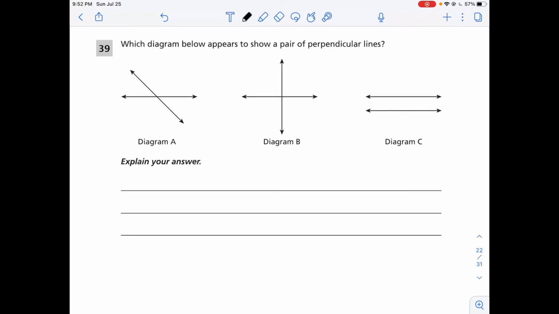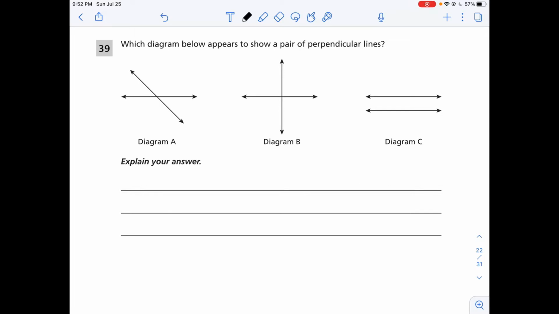Today, we are going to look at the written response questions from the 2018 Grade 4 Released New York State Test Questions. Question 39. Which diagram below appears to show a pair of perpendicular lines? Perpendicular lines are lines that meet at a 90-degree angle. Let's go through each of these choices and see which shows a pair of perpendicular lines.